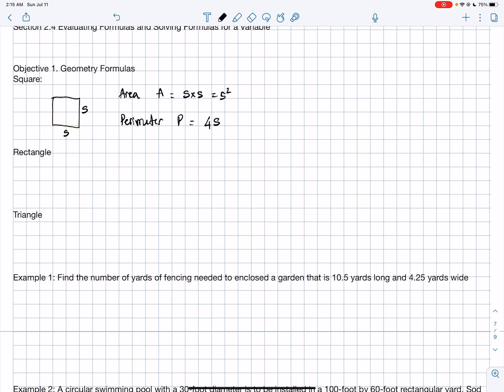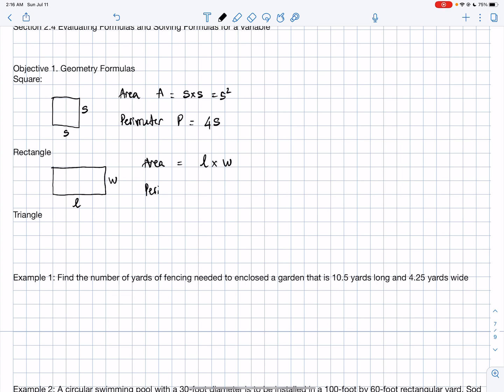The rectangle. The rectangle is like a square, but it has 2 sides the same. Two sides the same, we call the length and the width. So the 4 sides are not the same. Only 2 sides are the same. So the area is length times the width.